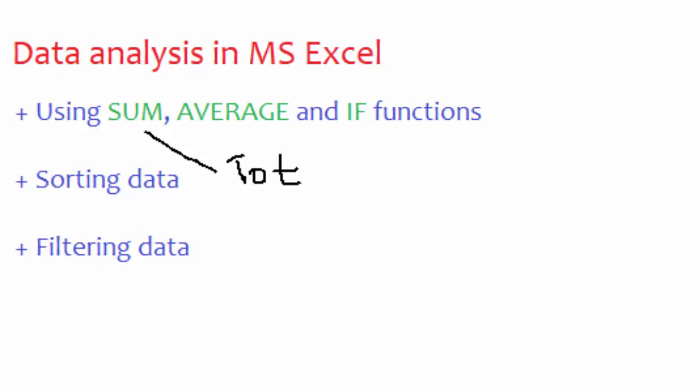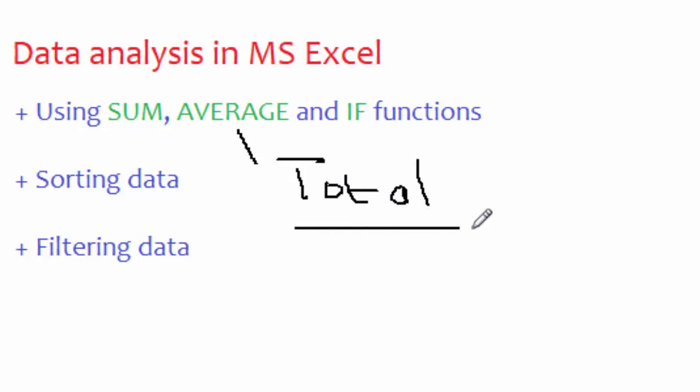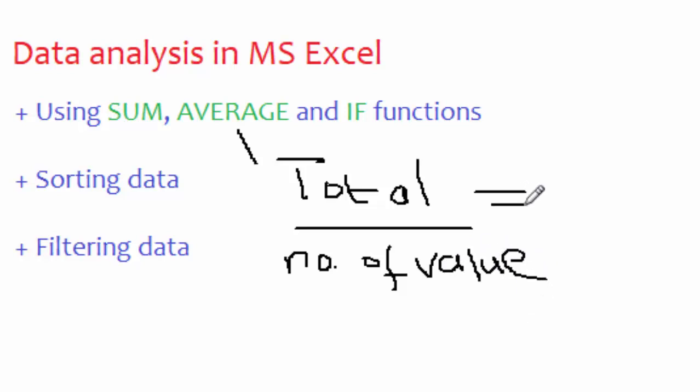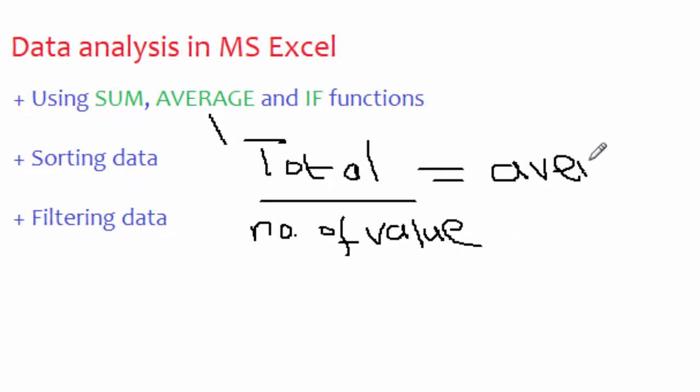Then the other function, which is the average function, will only take the total of a certain group of values. Then it will divide this total by the number of values. By doing that, we will be getting what we call average. For example, if we have student performance in class, then if you take the total marks of all those students divided by their number in class, then you will be getting what we call average mark.